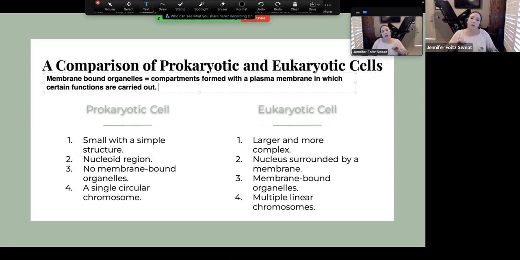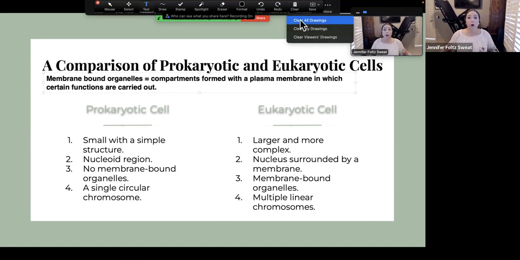An example of an organelle would be your mitochondria, and you'll learn about that in the next lecture. Within the mitochondria, ATP or cellular energy is produced. That is the function. Mitochondria has a membrane, and inside that compartment, ATP is produced. Well, prokaryotic cells do not have membrane-bound organelles. They still produce cellular energy, ATP, but they do not do it in a compartment.